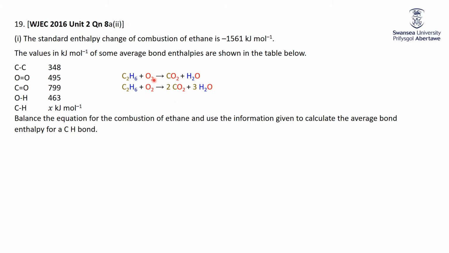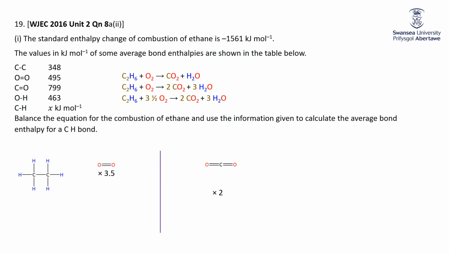We know that our reaction is a standard combustion, so that's 1 ethane, which means we have to have 7 halves, or 3.5, oxygens to balance out the oxygens. So we balance the equation. Now let's draw out the structures. There's ethane. We've got a total of 3.5 O2s. I'm not going to try and draw half of an O double bond, so we'll just say it's this bond times 3.5. On the other side, we've got 2 carbon dioxides and 3 waters.